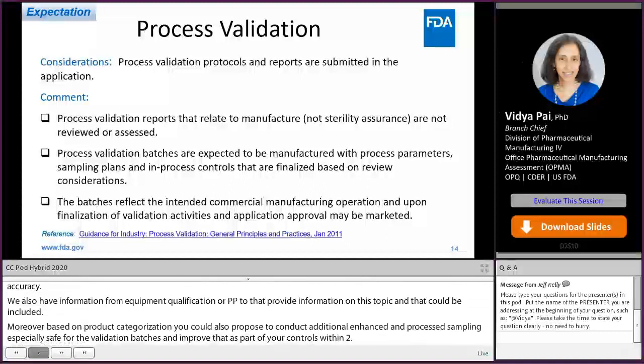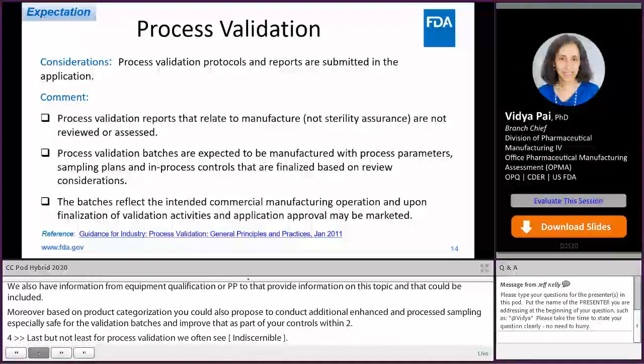So last but not the least, speaking towards process validation, we often see process validation protocols and reports submitted. I wanted to emphasize that for manufacturing operations for the drug product, process validation reports are not reviewed. However, we do expect that as part of our review, should there have been changes to process parameters, sampling plans, or IPCs, future validation exercises will be conducted to establish the commercial intended process moving forward.